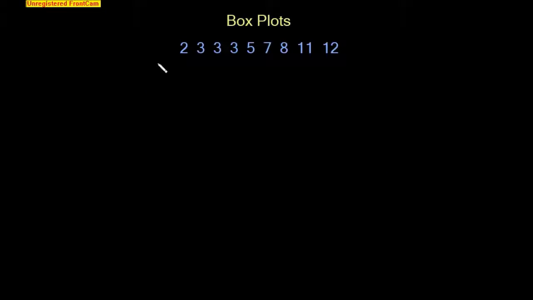Okay, so this video is all about box plots. A box plot is just a visual representation of a set of data. And to be able to draw a box plot, we need 5 values. The first value being the minimum value. So the minimum value of this set is 2.